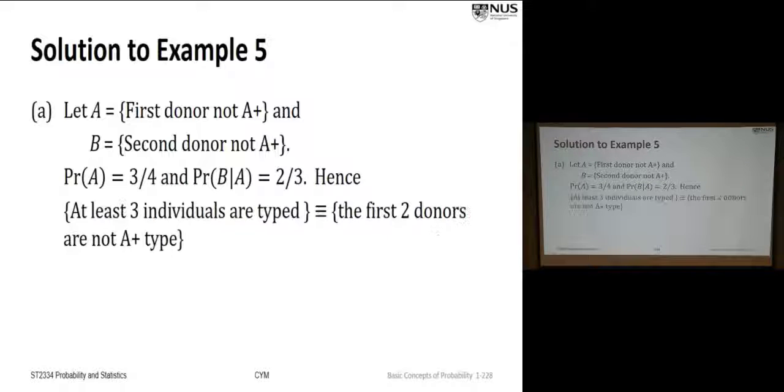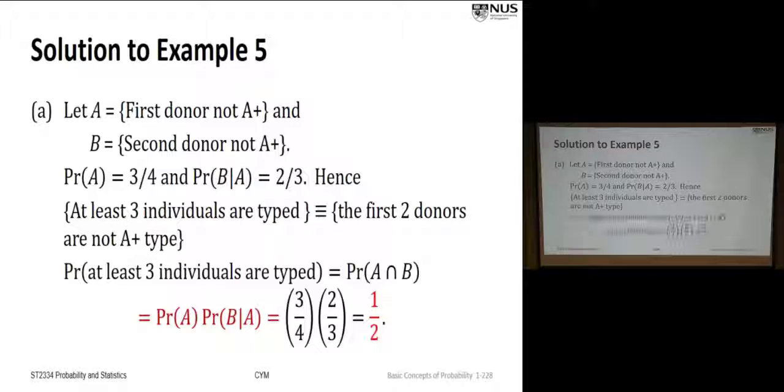All right? So we just multiply the 2 together. So the first one, 3 over 4, because there are 3 persons with non-A plus. Then the second one is 2 over 3, because we select one non-A plus. So among the 3 left behind, there are only 2 non-A plus. So it's 2 over 3, so multiply them together, so you get the answer 1/2. All right? So in other words, there is a 50% chance that we will need to go to the third or fourth. We have to test 3 times or 4 times in order to find the right donor.